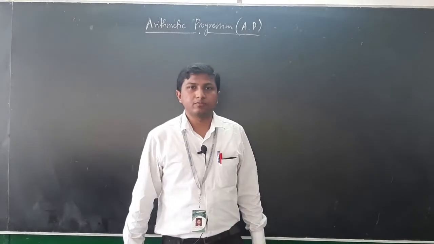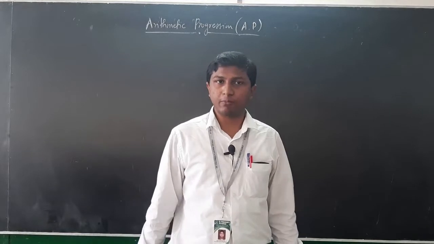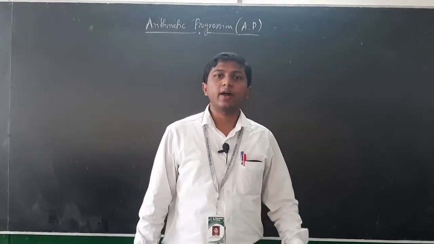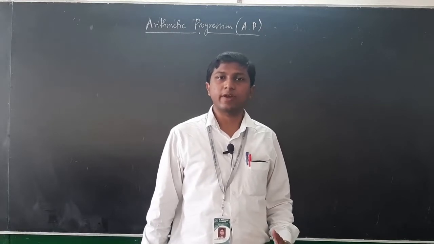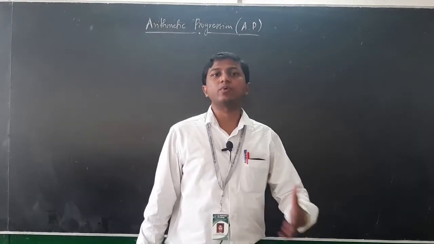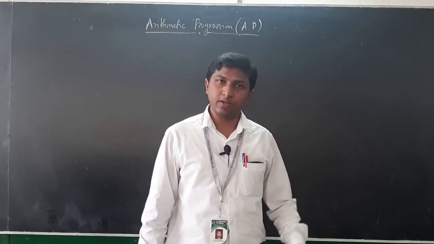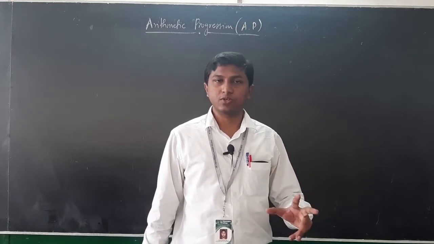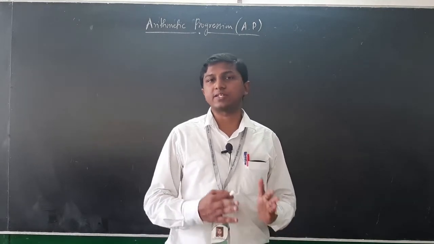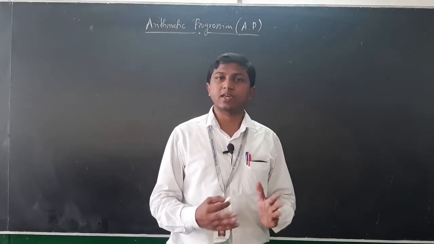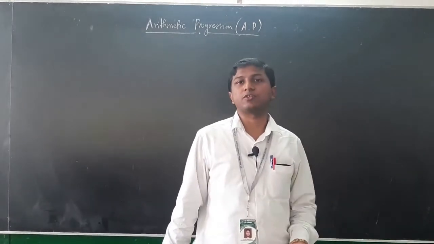So what is an AP? The definition goes like this. An AP is a sequence of numbers wherein you have a common difference between consecutive terms. Consecutive terms means, as I told you in the previous class, first and second term are consecutive terms, second and third term are consecutive terms, third and fourth term are consecutive terms.